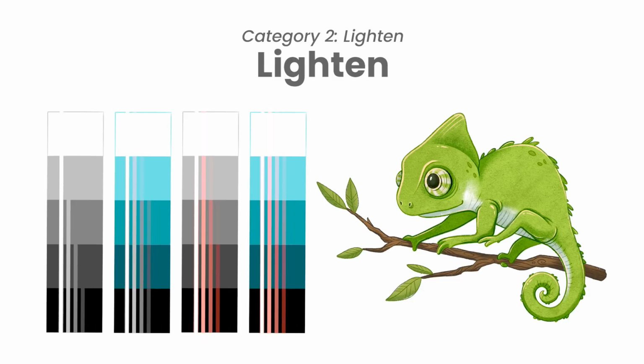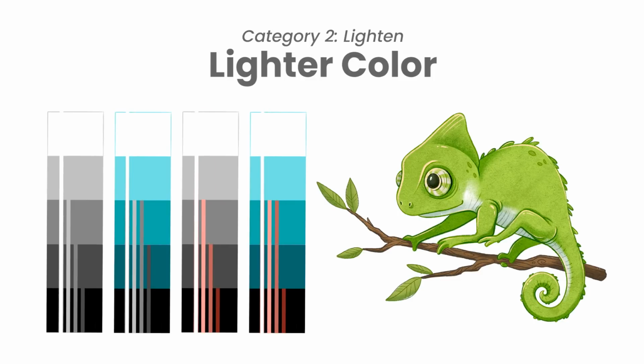Now you probably guessed it by now, lighten is the opposite of darken, so it's going to compare your base and your blend and keep whichever color is the lightest. And finally, lighter color is the opposite of darker color. So once more, the software is going to compare the colors on the base and the blend and keep whichever one is the lightest, but it's not looking at the individual color channels, so not RGB, it's really just looking at the color as a whole, which means it's going to be either the blend or the base color, one or the other, no blending at all.